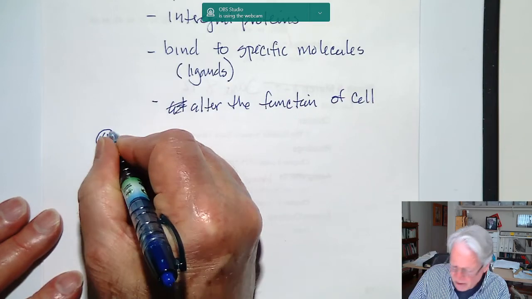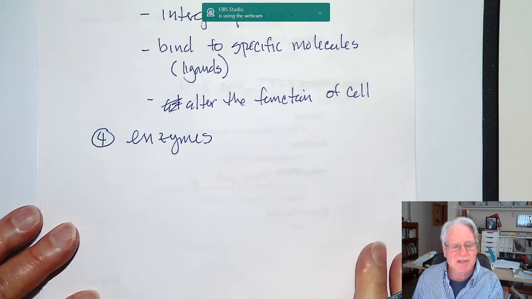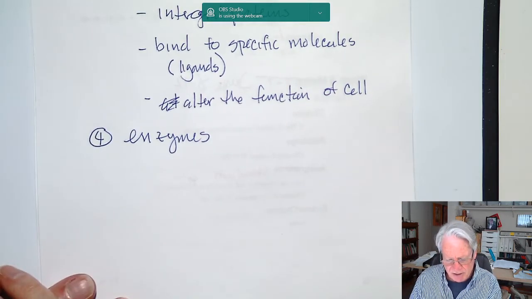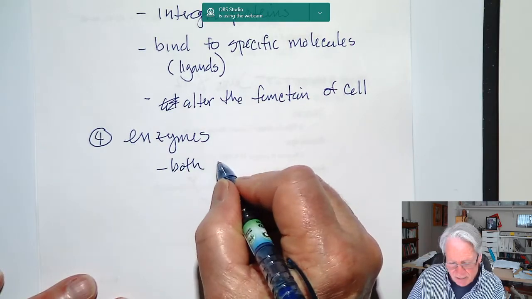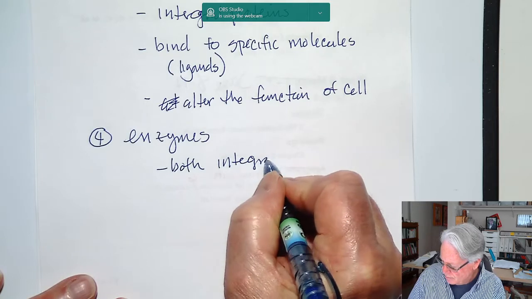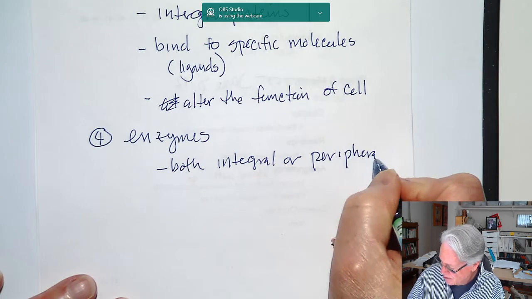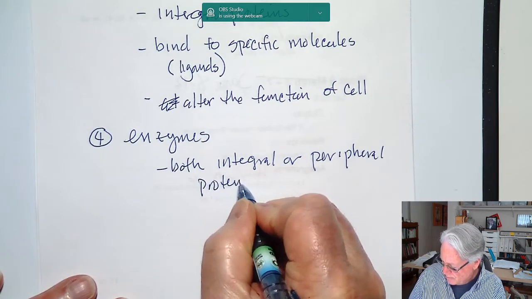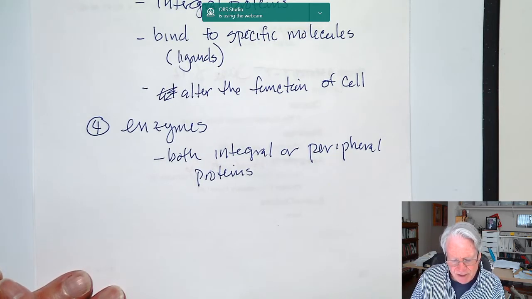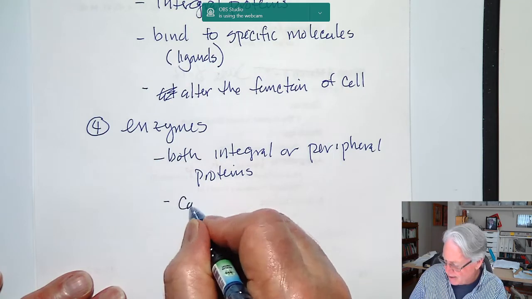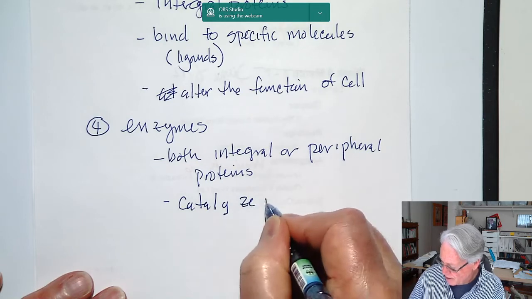The fourth type are enzymes, and hopefully by now, since we've lectured on this, you know what we're talking about when we talk about enzymes. These can be both integral or peripheral proteins. So both are possible. And what these are going to do is catalyze reactions.